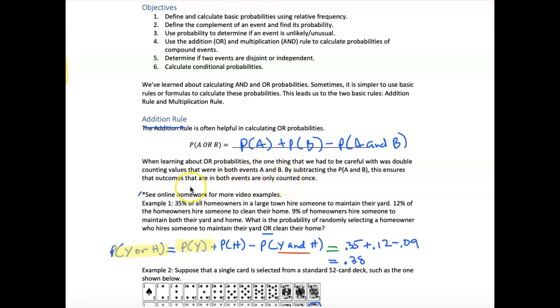When we're looking at two events, the probability of A or B occurring would be the sum of those two probabilities, hence the addition rule. And then we subtract out any probability where A and B can occur at the same time.